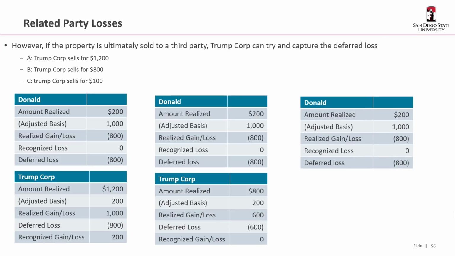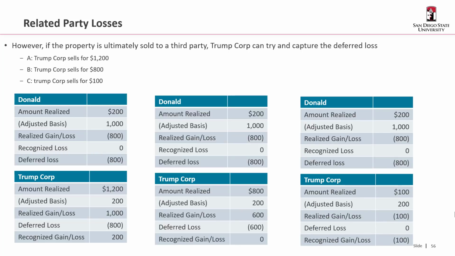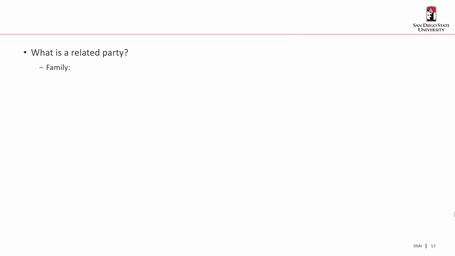In Scenario C, Donald is still the same as he is in all the other scenarios. And now Trump Corp only sells that stock for $100. Well, since Trump Corp's adjusted basis is 200, they have a realized loss of 100. As a result, they can deduct none of Donald's deferred loss against their gain, and that $100 loss is recognized. However, none of Donald's 800 can ever be recognized and simply evaporates.